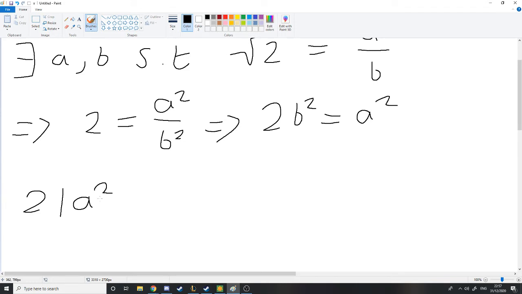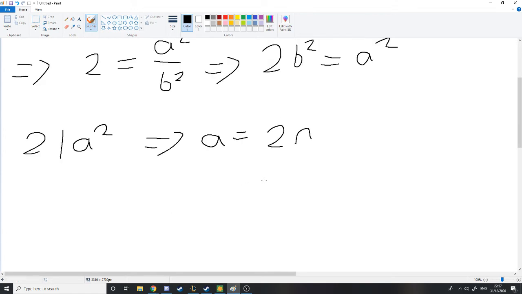But if a squared is even, that actually implies that a is even, which means it can be written as 2 times some integer. Because if you think about it, when you're squaring a number, there are two cases. You square an odd number, that's just going to give an odd number, or you square an even number, that's always going to give an even number. So if the square of a number is even, that must mean that the actual number is even too.